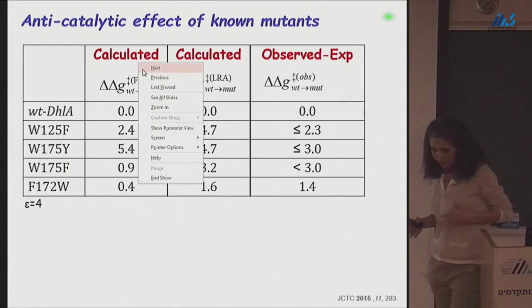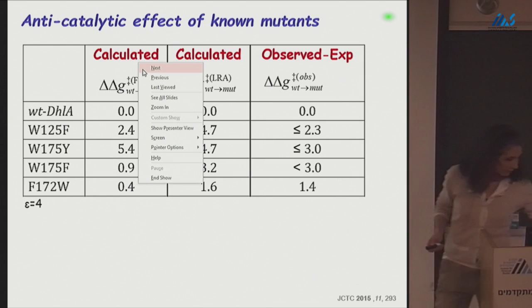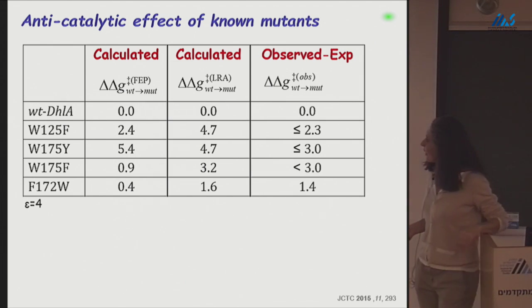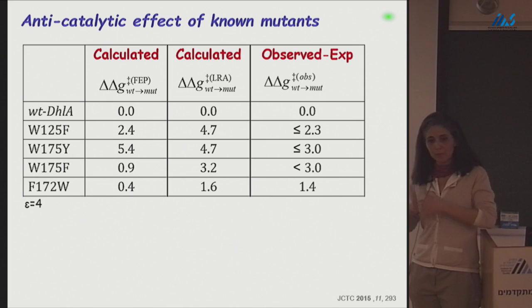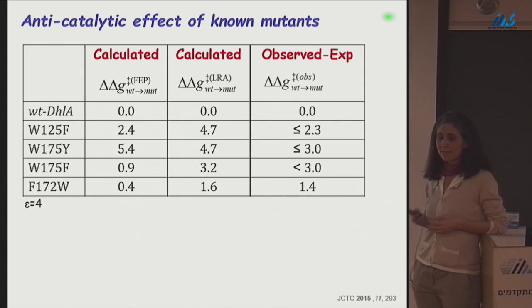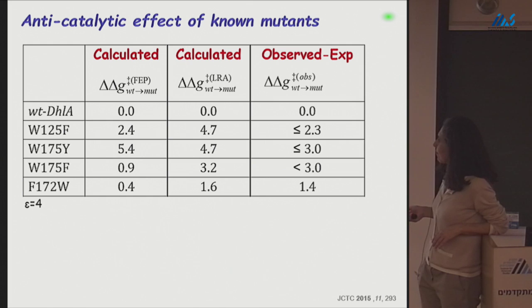Now, what we've done here is we were using a combination of what I call VBMM, which is ab initio valence bond combined with MM, with sampling taken from EVB. So this is what we've done here. And here I'm showing some results of the anti-catalytic effects of various known mutants. So here we have results from FEP, from free energy perturbation approach. And these are the observed results.